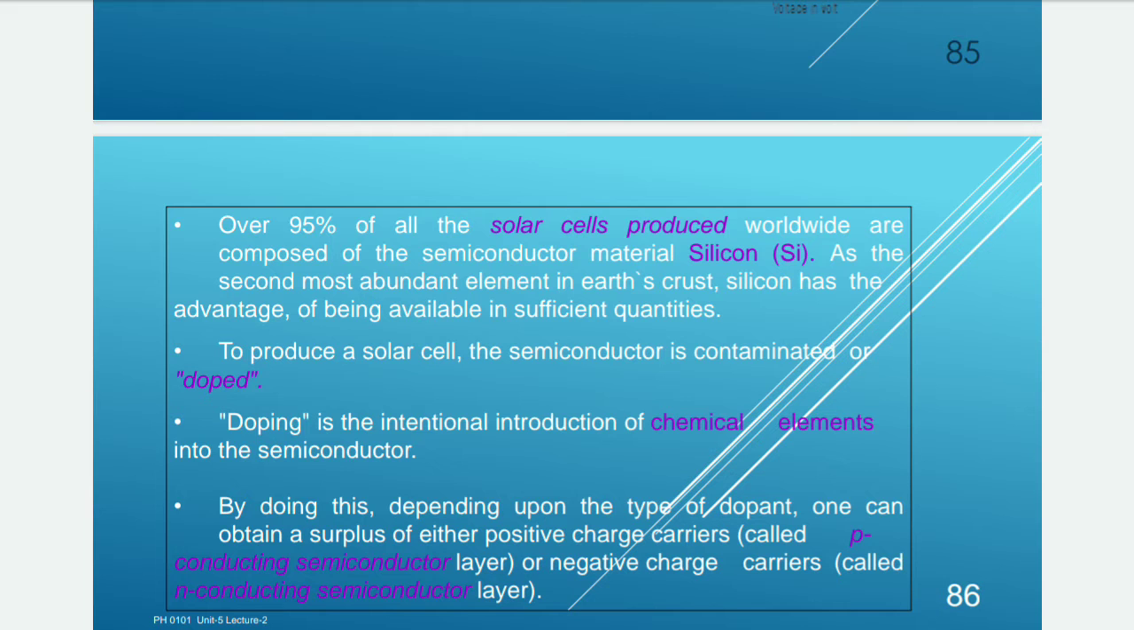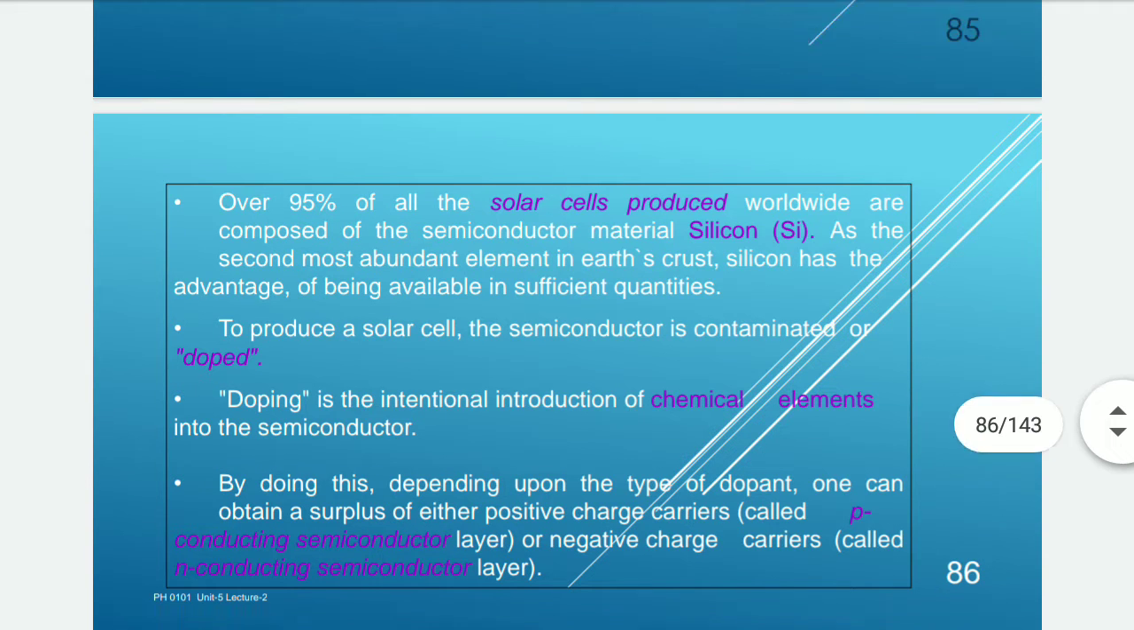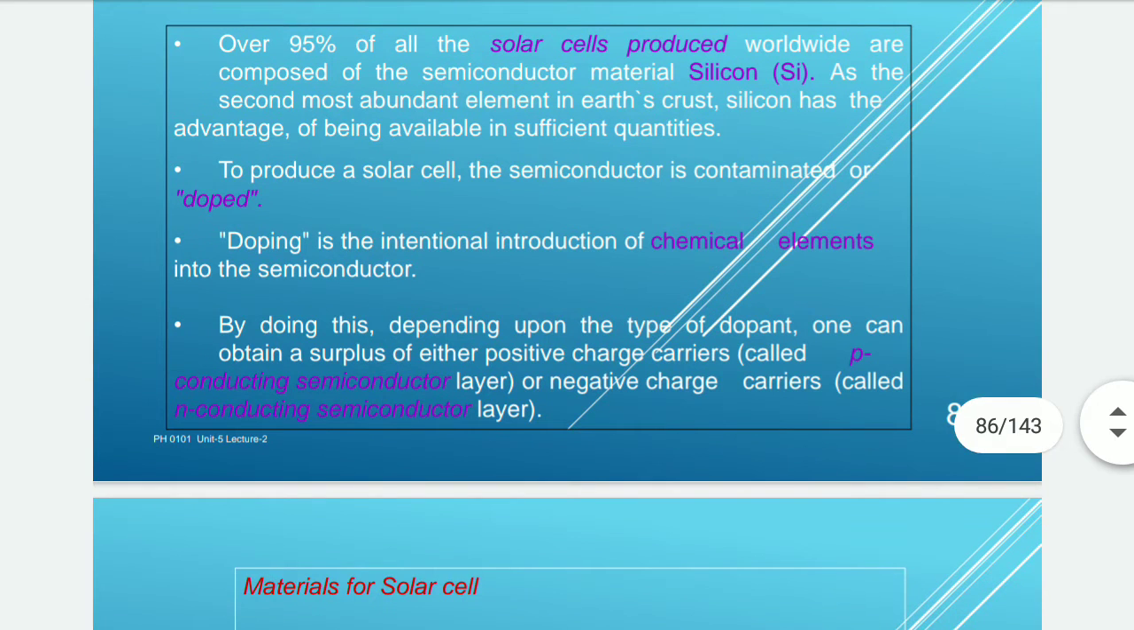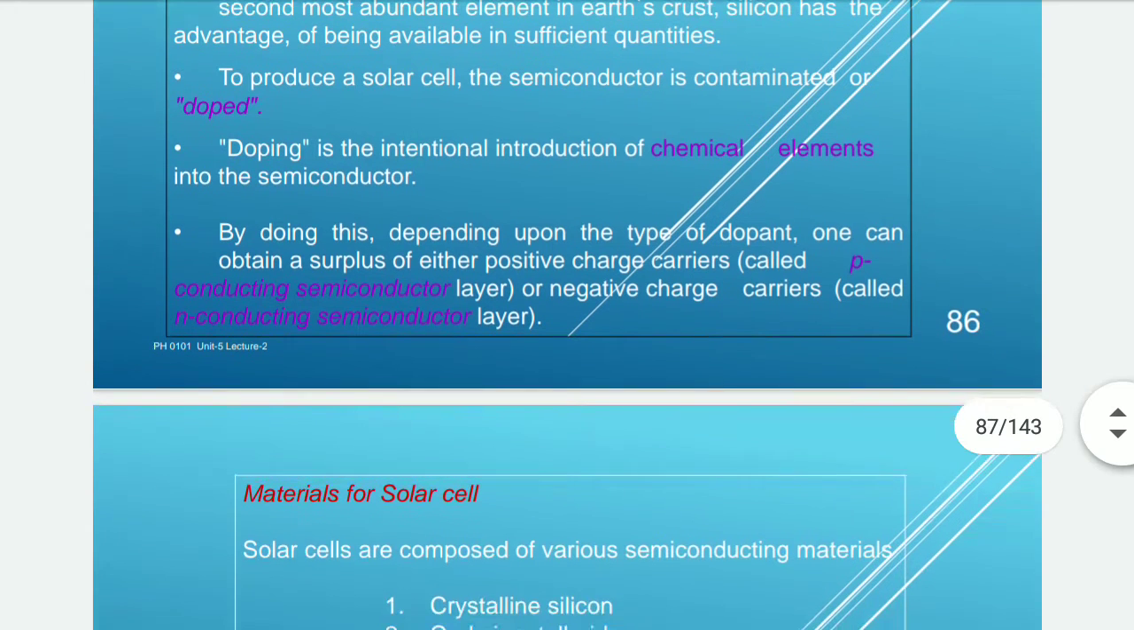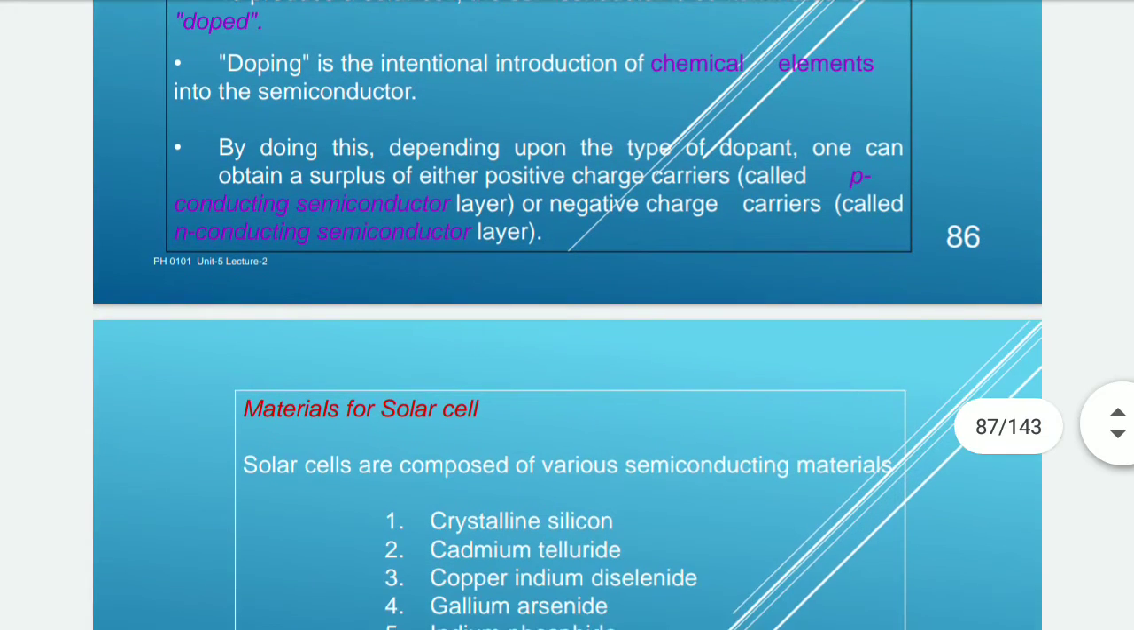Doping is the intentional introduction of a chemical element into the semiconductor, like n-type doping, p-type doping. Depending upon the type of dopant, one can obtain a surplus of either positive charge carriers, called P conducting semiconductor layer, or negative charge carriers, called N conducting semiconductor layer.